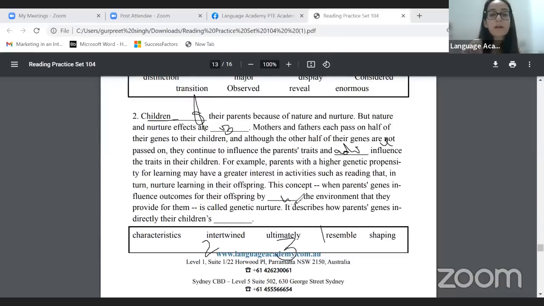So after by comes the ing form of a verb. Before by comes ed, after by comes ing. And there's only one that we have, shaping the environment. It describes how parents' genes indirectly, there's a verb missing here, influence their children's characteristics.